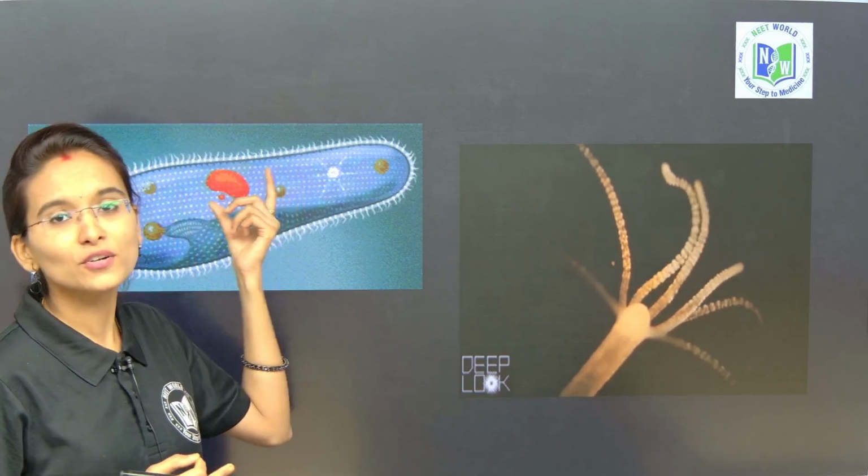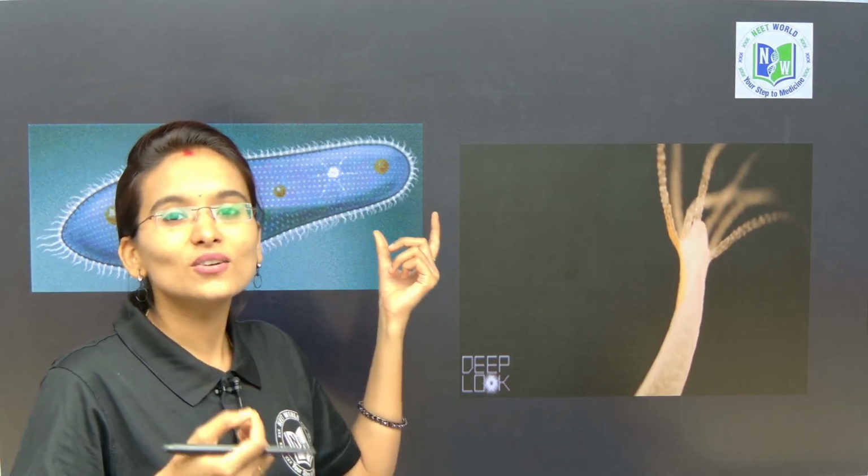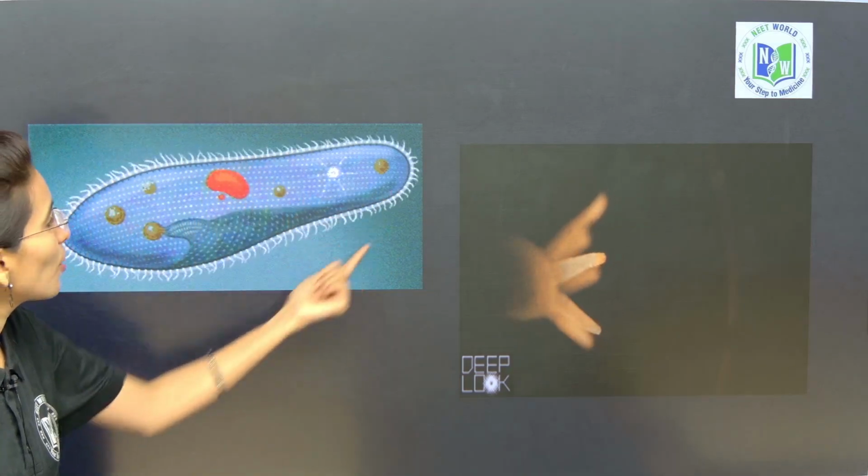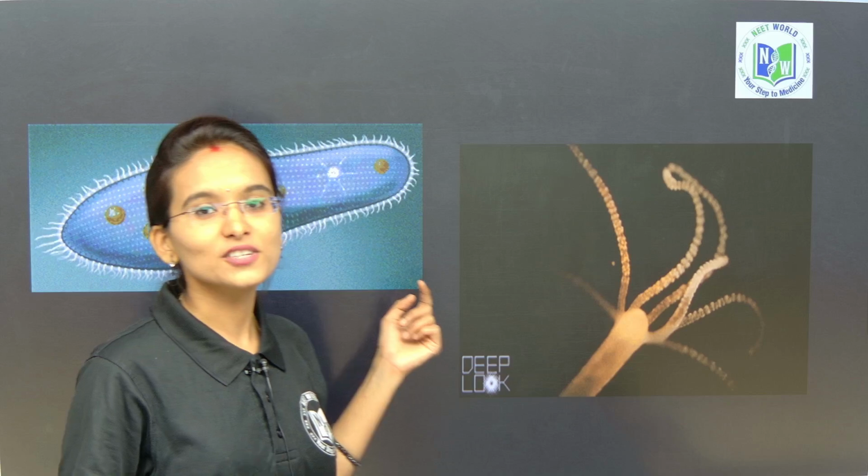It is simply a protozoan. Okay, it means it is going to contain a single cell. Okay, it is a unicellular organism. With the help of these particular cilia, it is going to capture the food.